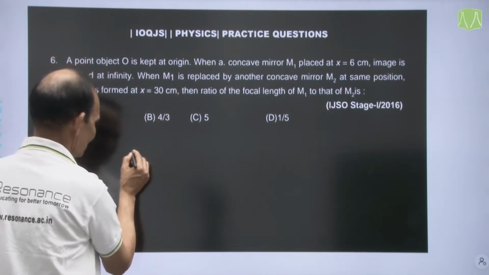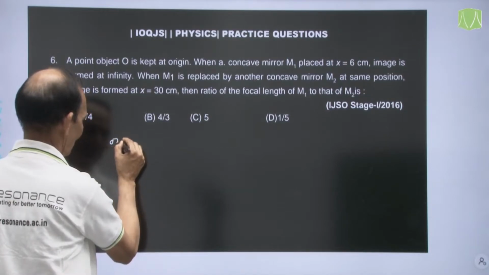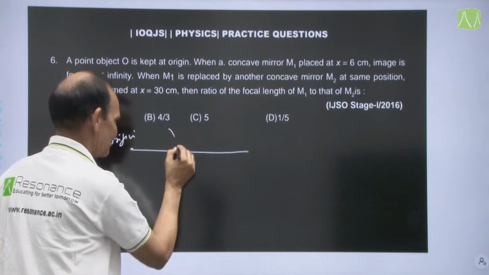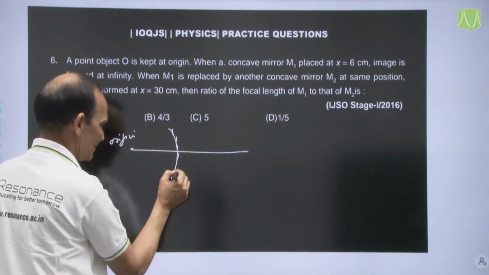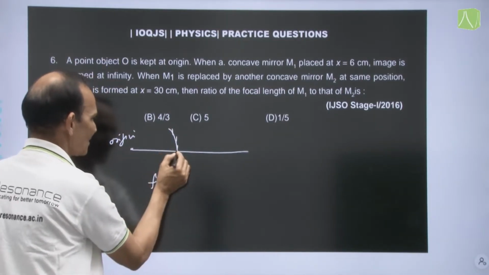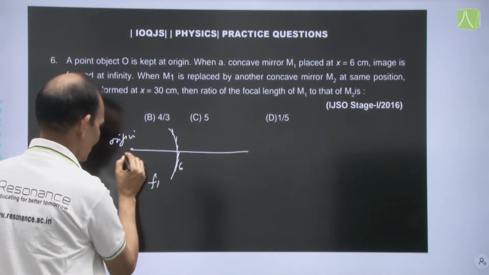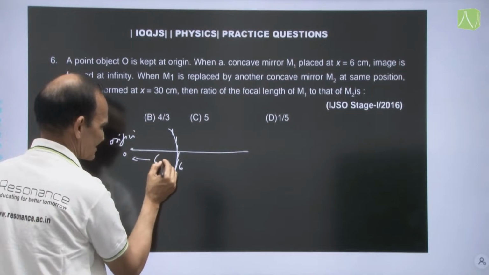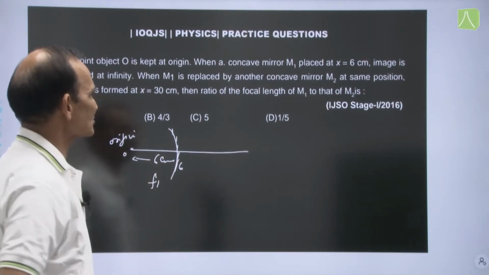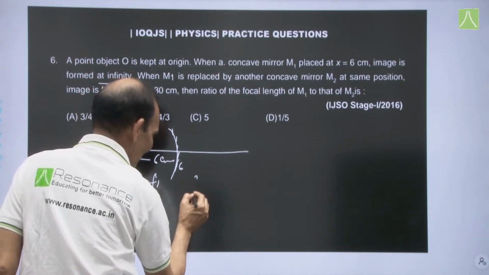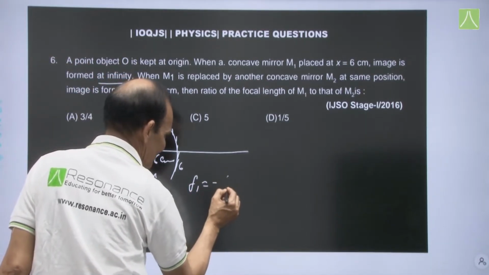Origin, it is origin, it is x-axis, mirror is placed here, concave, its focal length f1. Okay, it is 6. It means this length will be 6 centimeter. Now according to question, image is formed at infinity. It means focal length f1 will be equals to minus 6 centimeter.